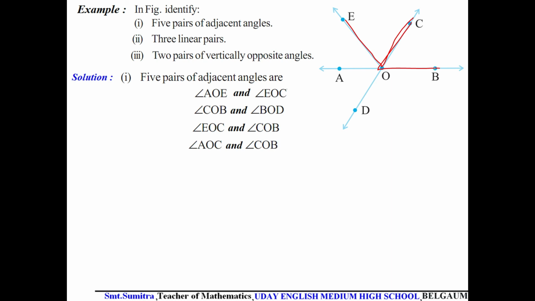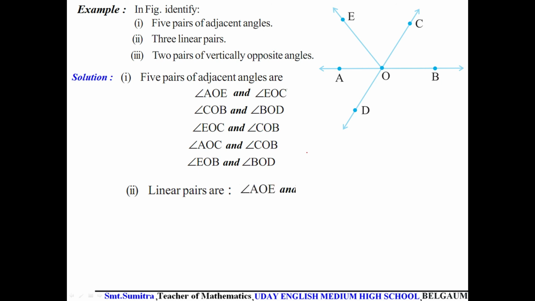Another one, angle AOC and angle COB. These two angles are adjacent angles. One more pair, angle EOB and angle BOD are adjacent angles. Now, what are linear pairs?